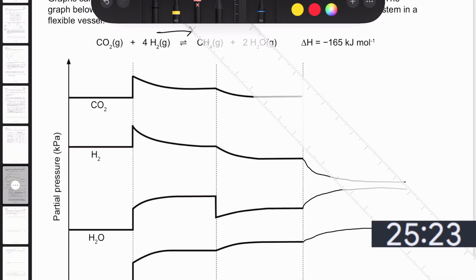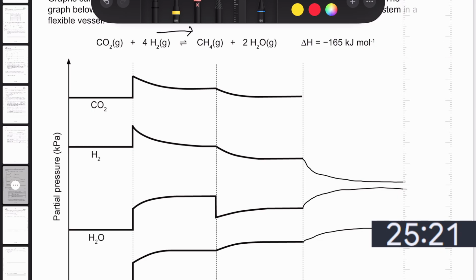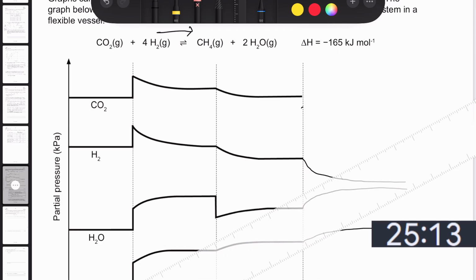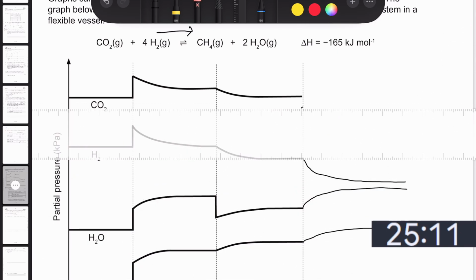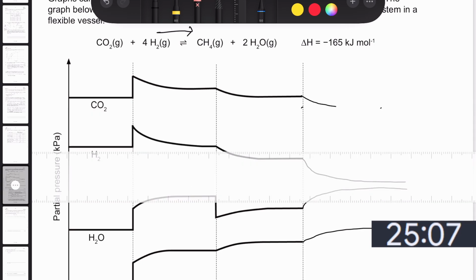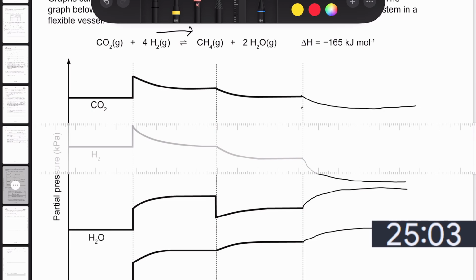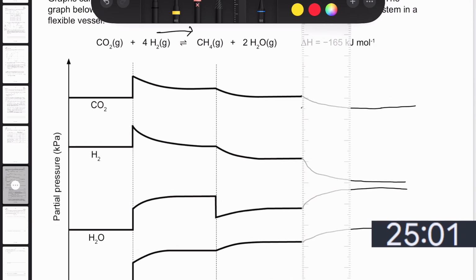Actually, I should get my ruler out for this. So half it down. So about there. I think that's a good amount.